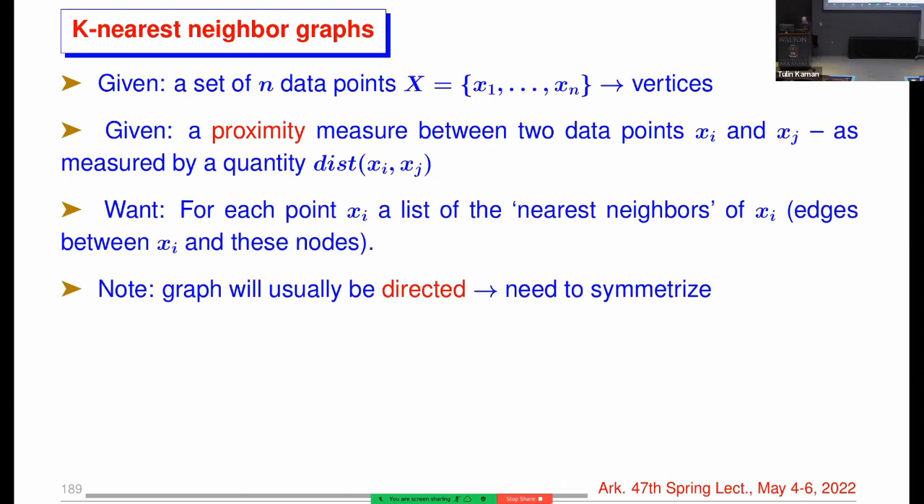Okay, so the simplest thing you can do is use k-nearest neighbor graphs. So you have points here, and you define a proximity measure, for example, some distance, okay? And then for each point, you want a list of the nearest neighbors to that point.